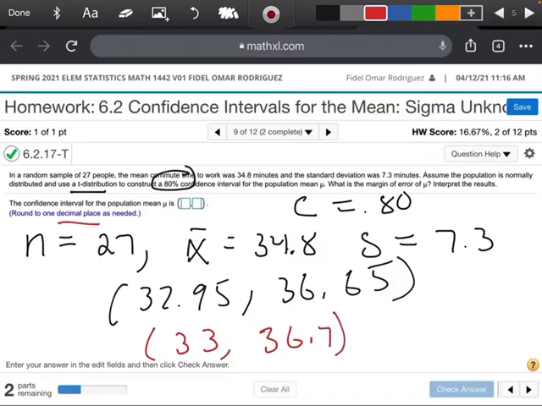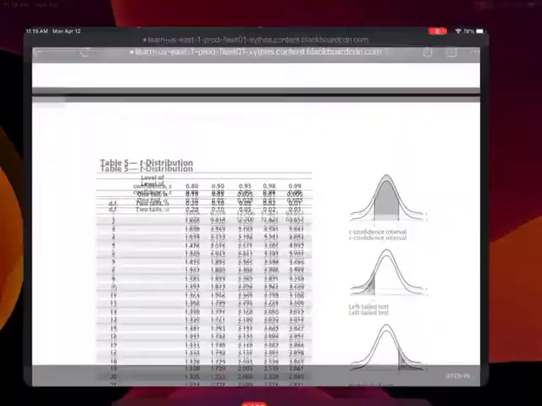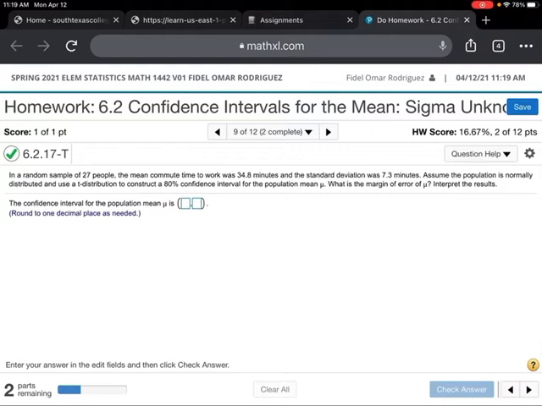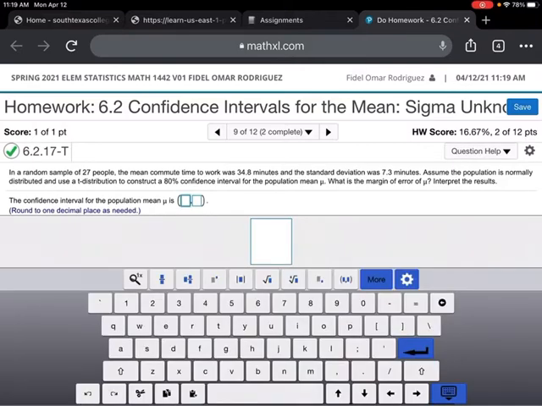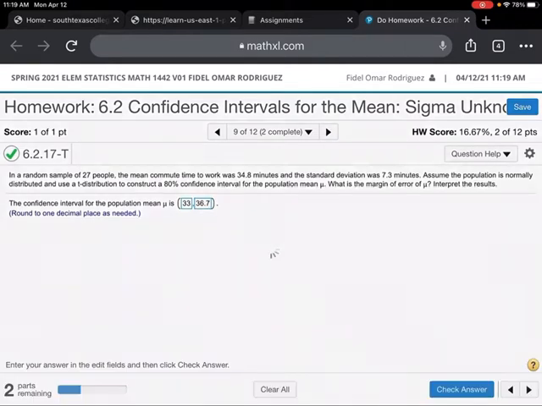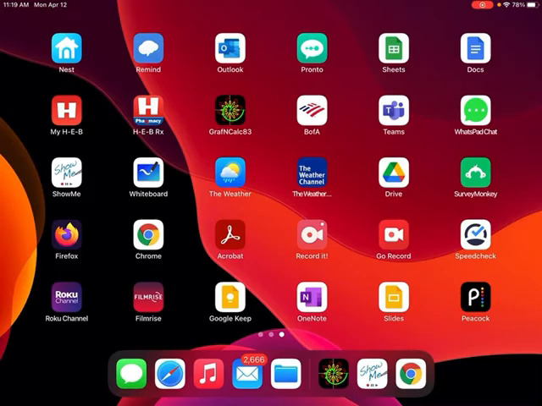Okay, so let's do that part here. 33 and 36.7. And we'll check it. Excellent. Okay, so now it's asking me to find the margin of error. So let me take a screenshot here, and let's do our margin of error.